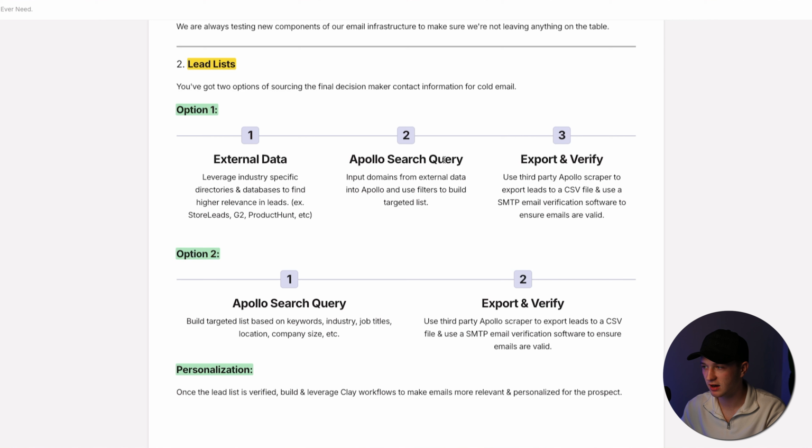So that's that. And then after that, you use a third-party Apollo scraper to export the leads into a CSV file, which I'll also link in the description because we sometimes change the one that we use. And you use an SMTP verification software to ensure emails are valid.